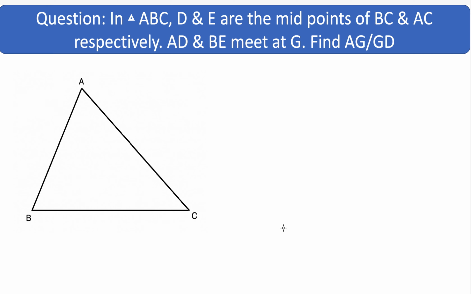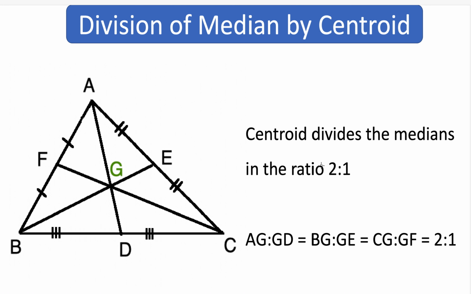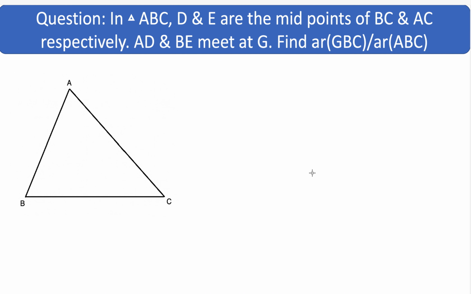This brings us to a very important property. Centroid divides the medians in the ratio 2 is to 1. That means AG by GD, BG by GE, and CG by GF is always 2 is to 1. Very important property used in a lot of CAT questions. Okay, another property related to centroid only, but we'll discuss it as a question.